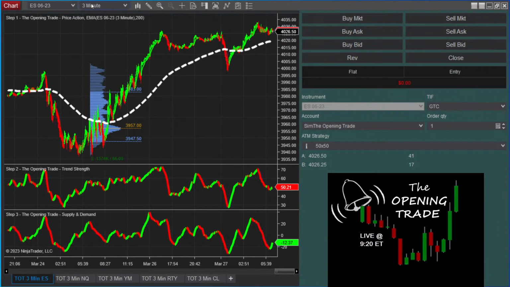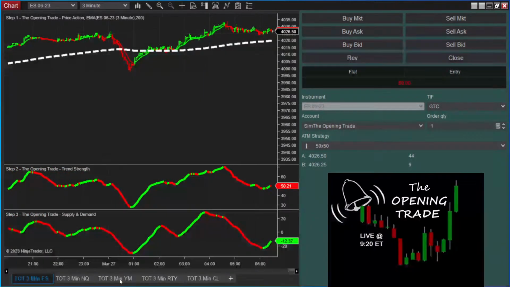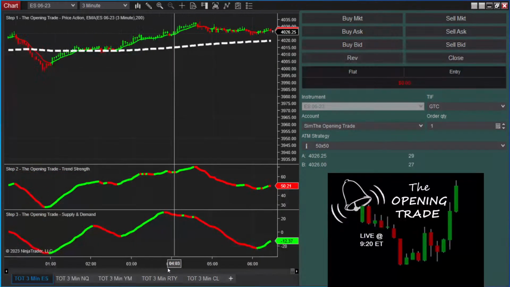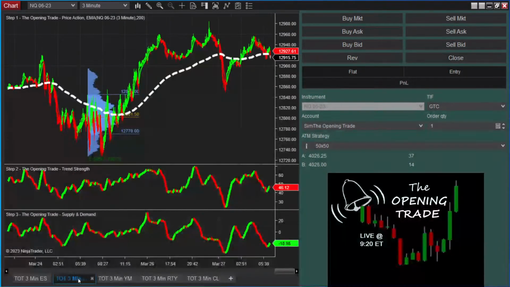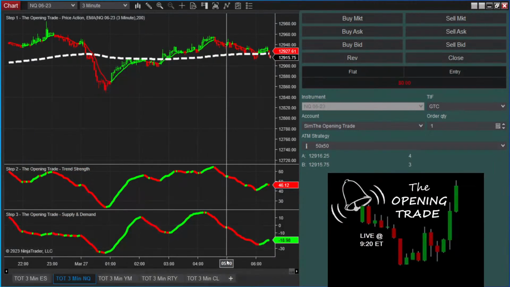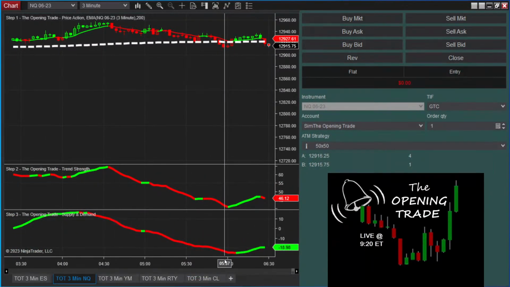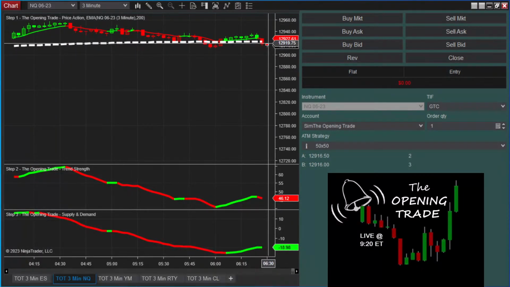First thing I do is make sure that my candles are on a 3-minute candle, or that my charts are on a 3-minute candle. Then I like to make sure that I get zoomed in, so it's easier for me to grab candles, to see candles, to put my mouse on the candle to get closing information.